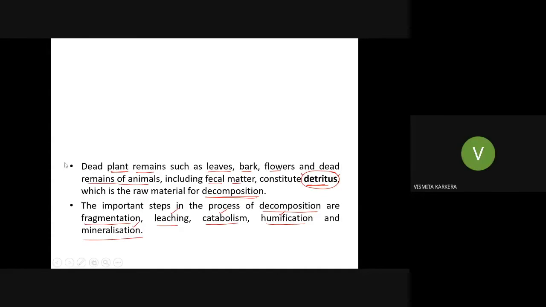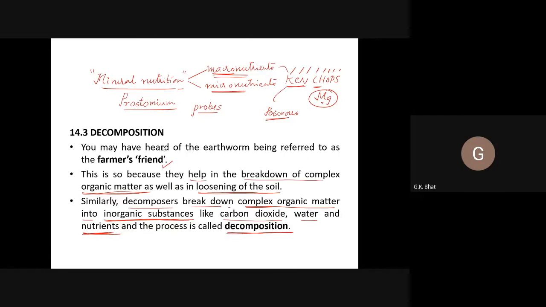Clear? Yes, sir. Okay. Who will tell these steps? Quick, who will tell these steps? Come on. 1, 2, 3, 4, 5, 6. Come on. Tanusri. Come on. Who is that? Yes, fragmentation. Leaching. Catabolism. Humidification, mineralization. Whose voice is it? It's Vismita, sir. Very good, Vismita.